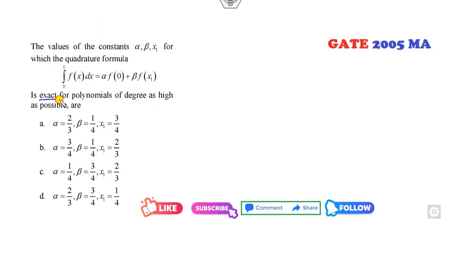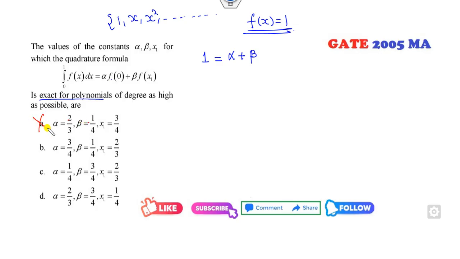Again, you can see a polynomial is given as exact as much higher as possible. So the degree is not given to you. Fine. So it means my bases are 1, x, x square and anything else there. So again, very simple. I can firstly choose f of x is 1. If I substitute here, left hand side is 1, right hand side is alpha plus beta. So look at the option. Alpha plus beta is not 1. Alpha plus beta is 1. This is wrong.